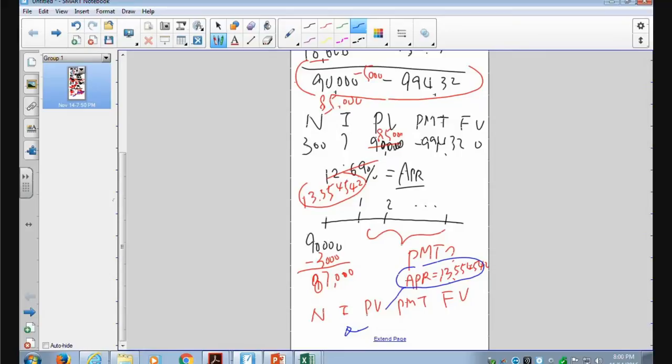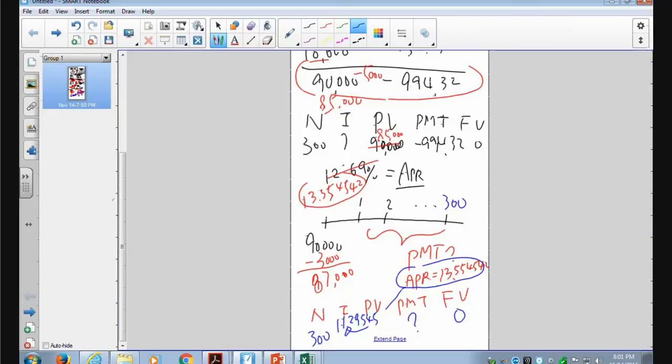What are you putting into N and PMT? Say it again. N will be 300. Interest rate will be APR divided by 12, so this will be 1.129545, right?